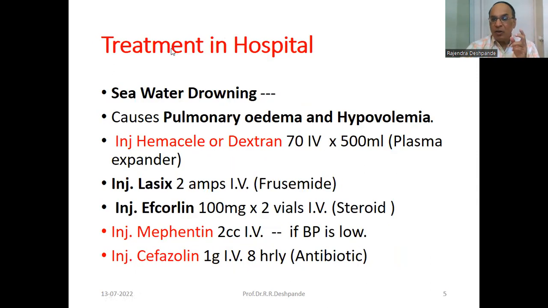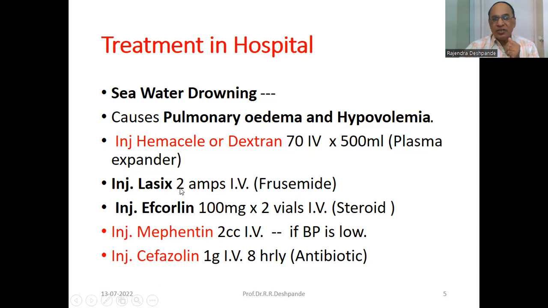Next, treatment in the hospital for sea water drowning. Unlike fresh water, sea water is a little bit salted. This can cause pulmonary edema and hypovolemia. Two pathological things: pulmonary edema and hypovolemia. So in this case, to increase the plasma volume, give injection dextran 70, 70 ml intravenous, mixed in 500 ml of plasma expander.